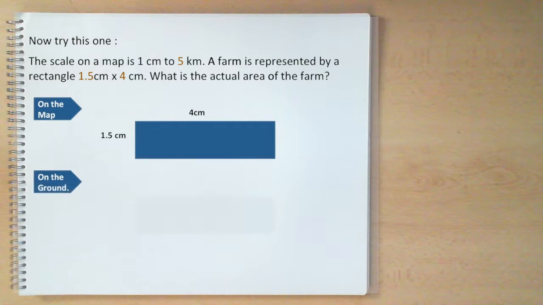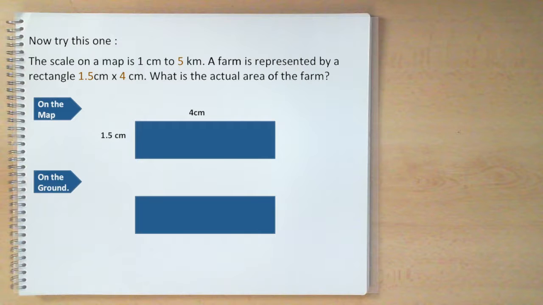Now let's draw what it looks like on the ground. So we're going to draw our rectangle again. Draw it a similar size and shape if you want to. And then we're going to work out what the lengths of the sides are. So we know the scale is 1 centimetre to 5 kilometres. Our longest side on the map is 4 centimetres. So the scale is 1 to 5, so 4 times 5 is equal to 20. But remember now, the scale is 1 centimetre to 5 kilometres. So the 4 is centimetres, the 5 is kilometres, so our answer is going to scale up to 20 kilometres.